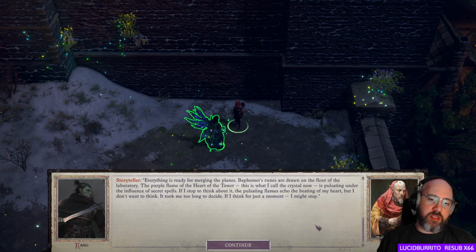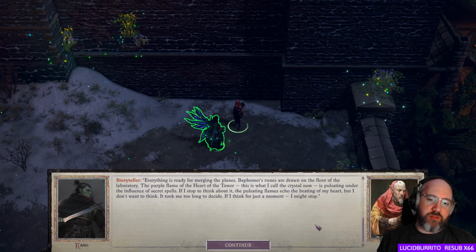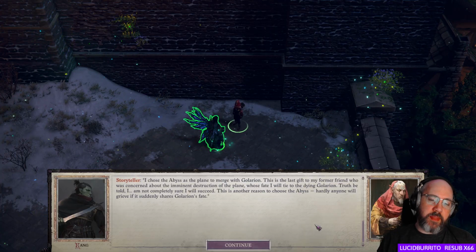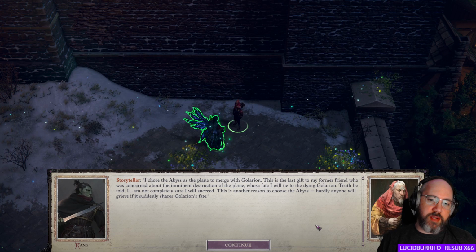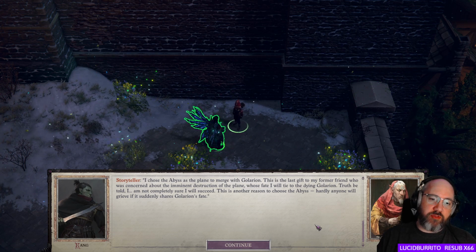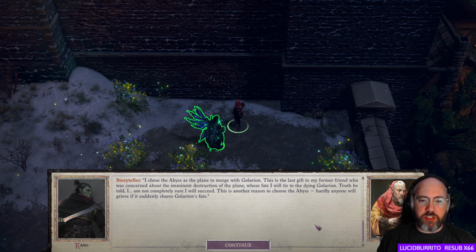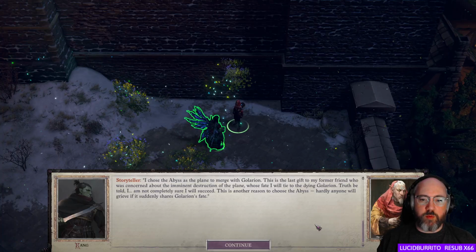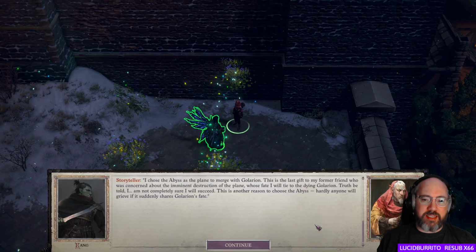But I don't want to think. It took me so long to decide. If I think for a moment, I might stop. I chose the Abyss as the plane to merge with Galarian. This is the last gift to my former friend who was concerned about the imminent destruction of the plane, whose fate I will tie to the dying Galarian.